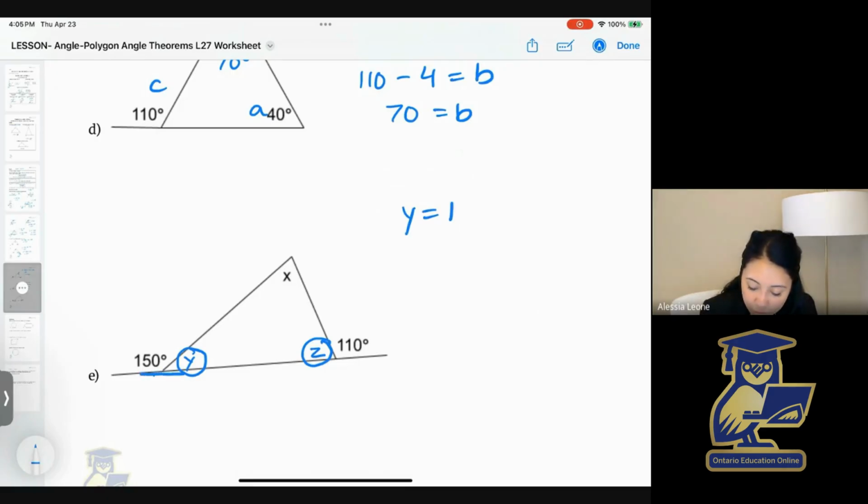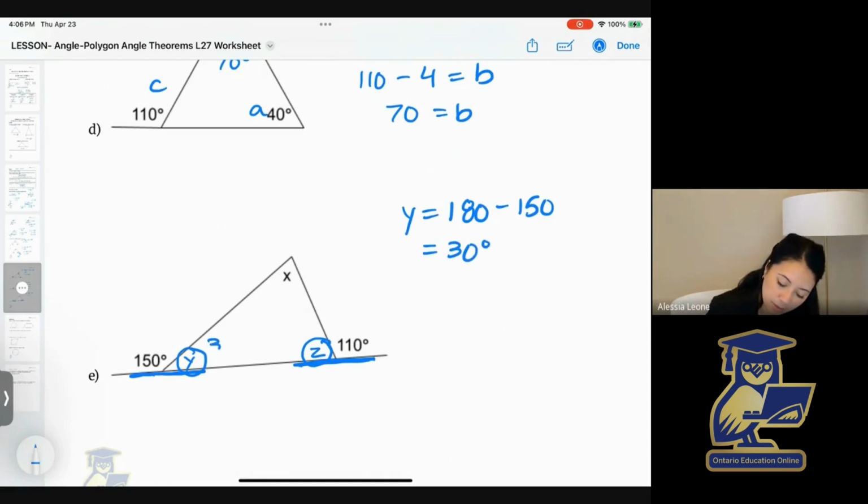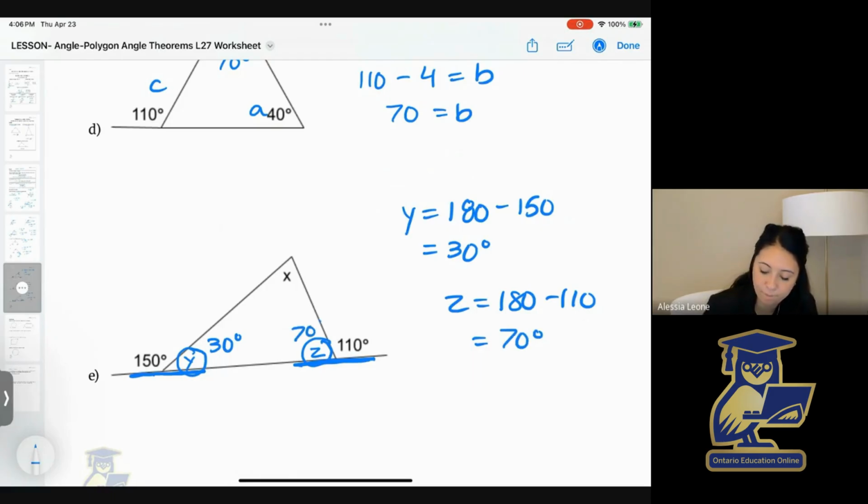Again, these are on straight flat lines together, both of these. So we're going to be using 180 to find the other sides. Y, 180 minus 150. So this is 30. And z, 110. Okay, now that we found those two angles, we can find the top one by doing 180 minus the 30 minus the 70, and that will give us what x should be.